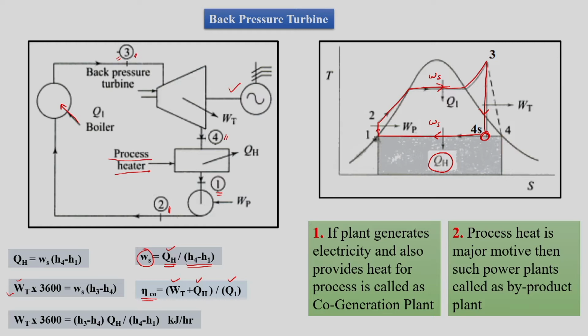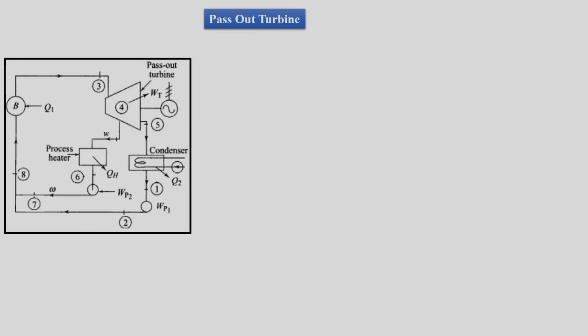But if process heat is the major motive, and not a major amount of electricity is generated, our focus is more on the process heating, and such plants are called byproduct plants. In the same line, we have the next turbine, which is called the pass out turbine.